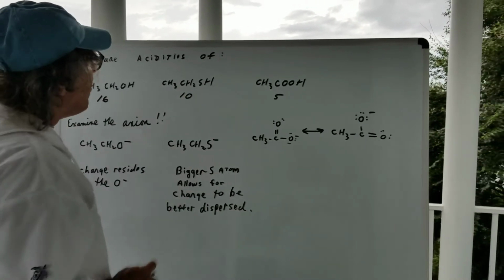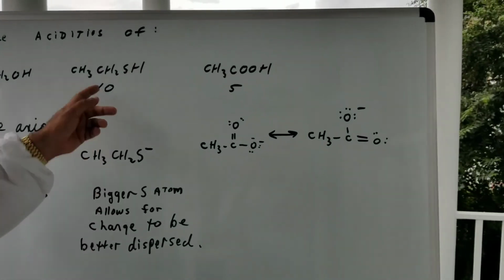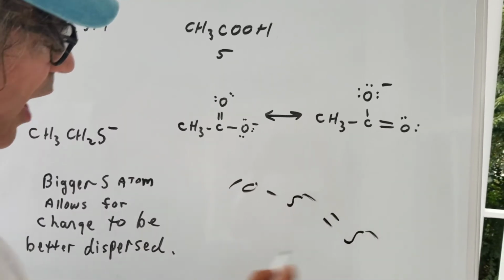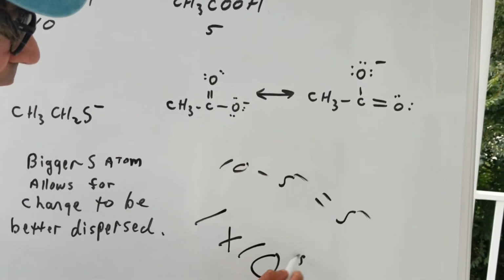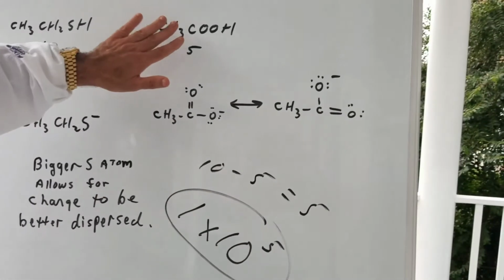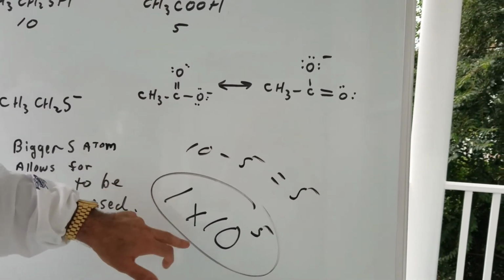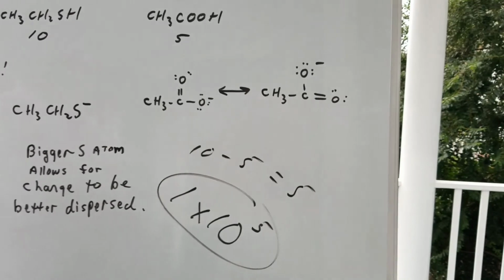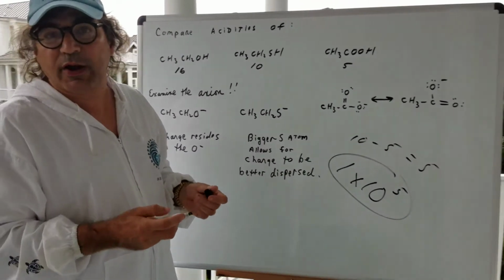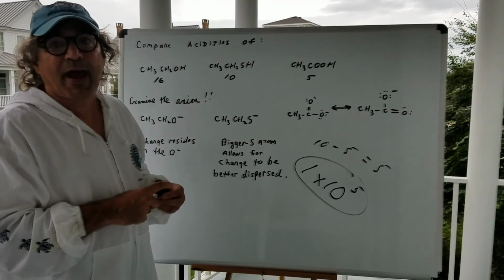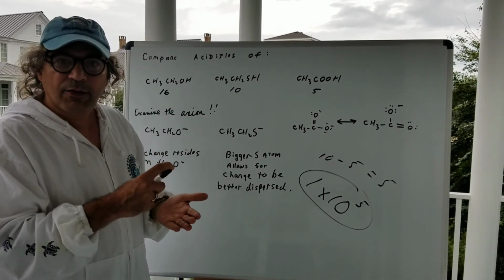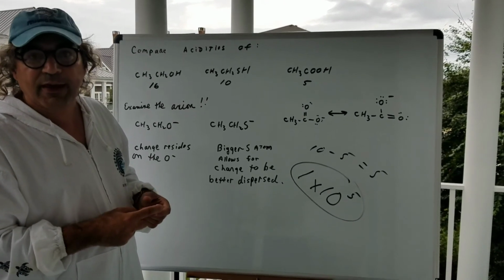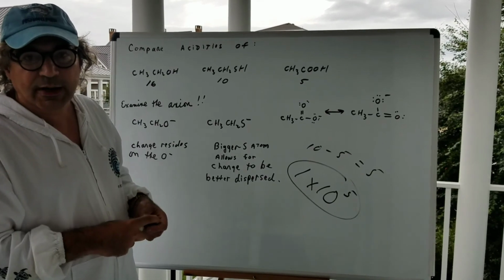If I ever ask you how much more acidic is acetic acid than the thiol, you can see from a 10 and a 5, if you subtract 5 from 10, you get 5. So that means you would put it to the power of 10. That would mean that acetic acid is 1 times 10 to the 5th times more acidic than the ethane thiol. So anytime you get an acidity problem, the best way to approach it is to remember 3 words that I bang into my students' heads. Examine the anion. The greater the stabilization of the anion, the lower the pKa of the acid, hence the more acidic the compound will be.